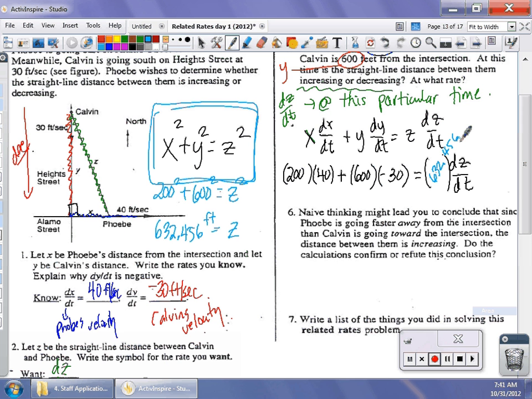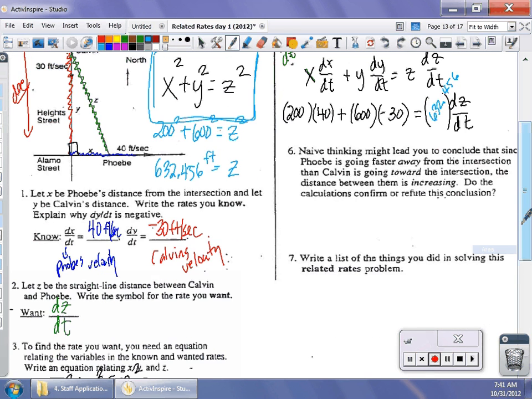632.456. Okay, I'm going to finish up solving that. So 200 times 40 gives me 8,000. Let me change back here. So I have 8,000 plus 600 times negative 30 gives me negative 18,000 equal to 632.456 dz/dt. So I'm going to add and divide.